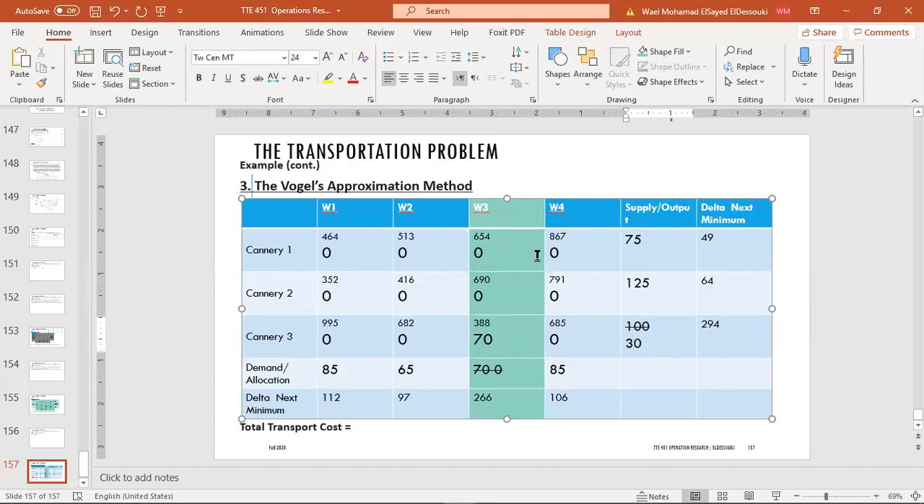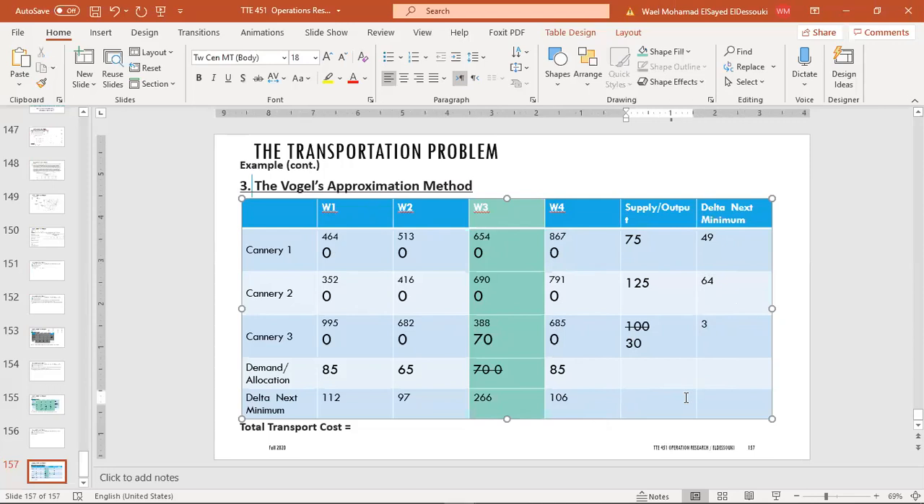So now our problem is just in these 3 columns. This column is out of the problem. This warehouse is done. We want to revise this next delta. Here is going to stay the same. Here is going to stay the same. Here is going to be different. Where is the minimum cell? This is now the minimum. What is the next minimum? 685. So here we have 3. These columns stay the same.